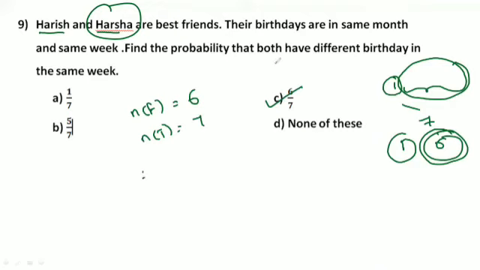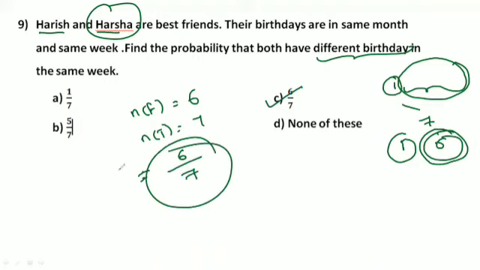Therefore, the probability to get different birthdays in the same week is the number of favorable outcomes, that is 6, over the total number of outcomes, 7. So 6 by 7 is an absolutely correct answer.